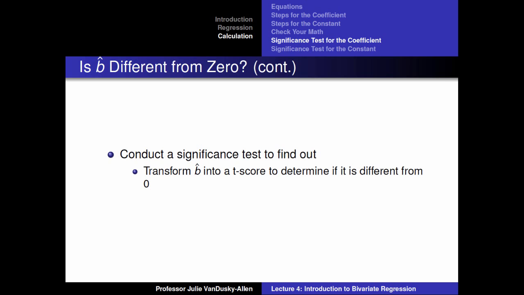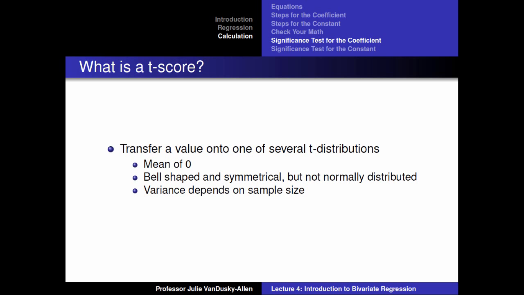After you write your null and alternative hypotheses, you conduct a significance test or t-test to determine if your b hat is different from 0. You turn your b hat into a t-score to determine if it is statistically different from 0. Now, you learned about t-scores in depth in your other statistics classes, so I'm not going to go into too much depth about the fundamentals of t-scores. I will simply provide a brief overview. You calculate a t-score when you transfer a value onto one of several t-distributions.